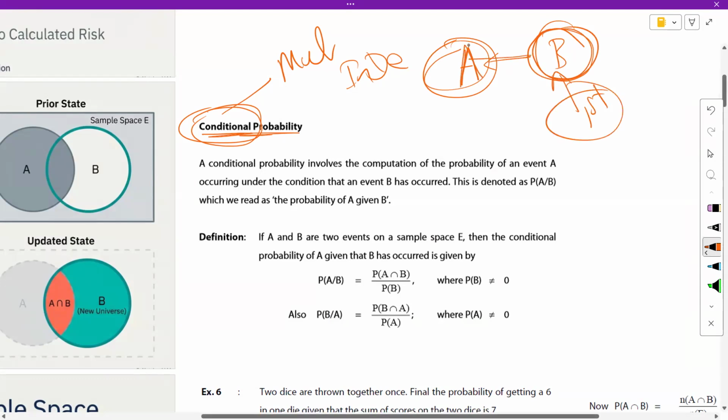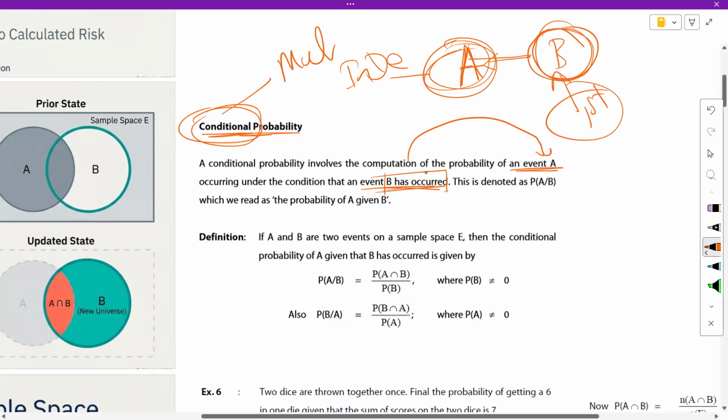From that, we calculate the probability of A. A conditional probability involves the computation of the probability of an event A occurring under the condition that an event B has occurred. Read again: conditional probability involves a computation of the probability of event A, occurring under the condition that an event B occurred.